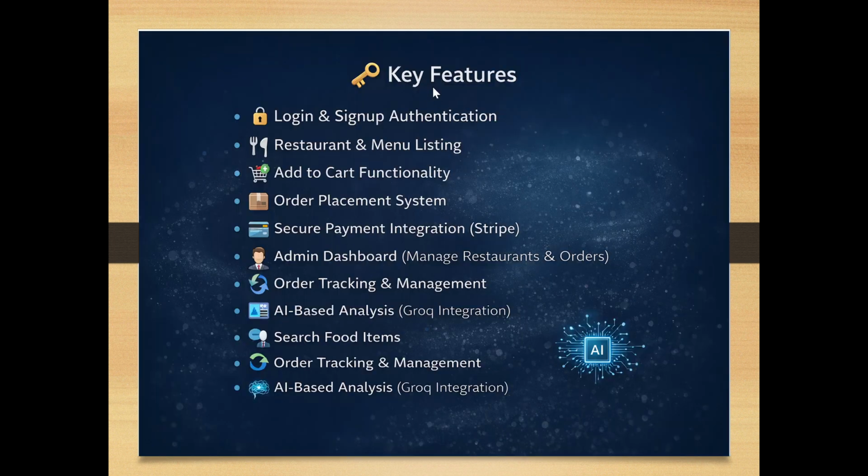Next are the key features. In key features, there are login and sign up authentication using JWT. Next are restaurant and menu listing, add to cart functionality, order placement system, secure payment using Stripe, admin dashboard, order tracking and management, AI-based analysis using Grok integration, and search food system.